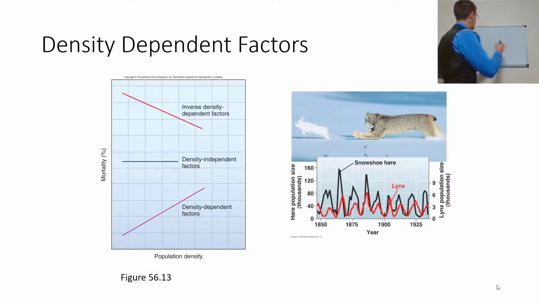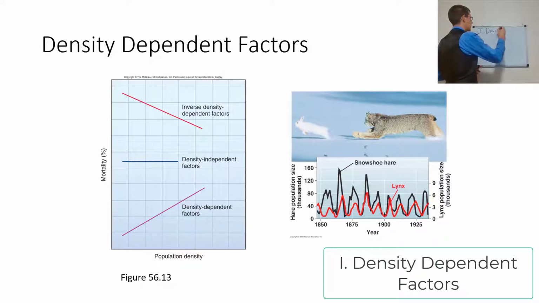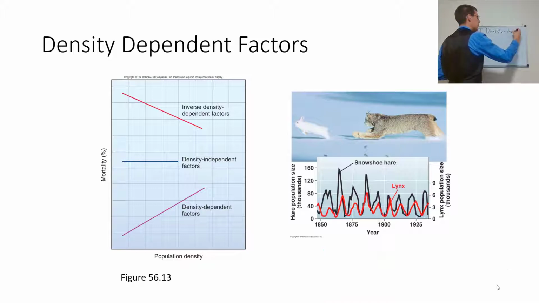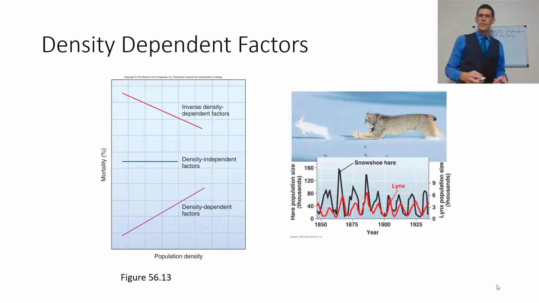So first up, some density-independent factors. Density-dependent, dependent first. Let's say, for example, you have a herd of deer, and that herd of deer has a predator. Perhaps it is a cougar that lives in the area, and the cougar can prey on any one of the deer if it can sneak up on the deer and capture it.